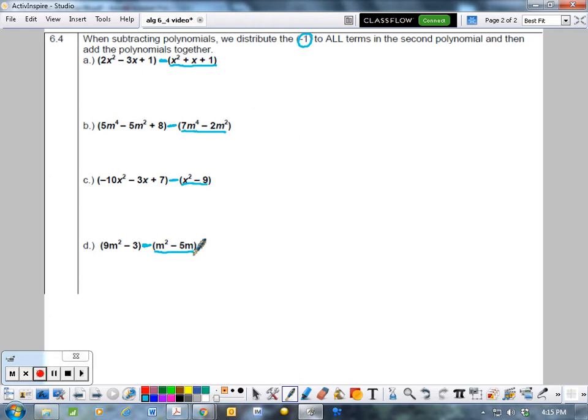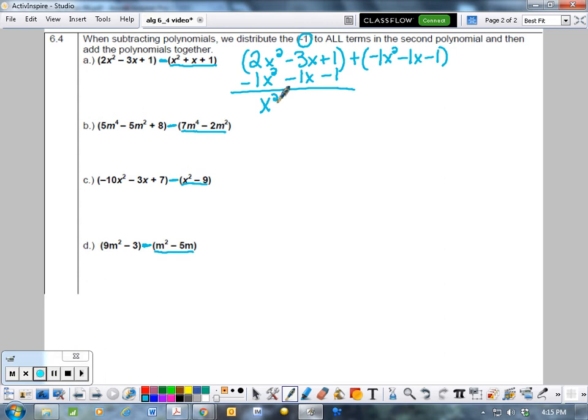And so this really turns into looking like 2x squared minus 3x plus 1. And then I distribute that minus, so this turns into a plus. And this becomes a -1x squared, -1x, and a -1. And now it's just an addition problem where I line up my x squareds, my x's, and my constants, and I combine like terms. So this becomes 1x squared, -4x, and 0. So that's our final answer.